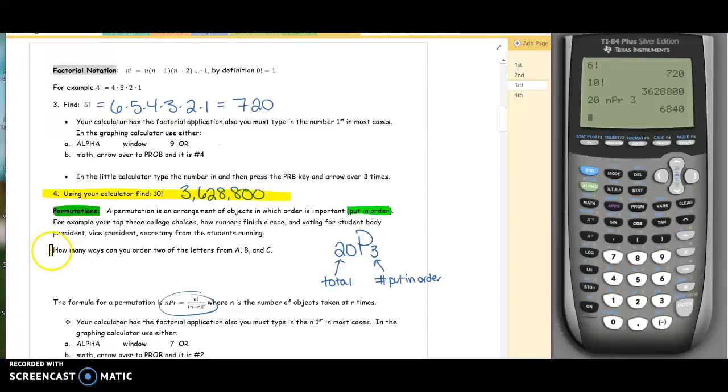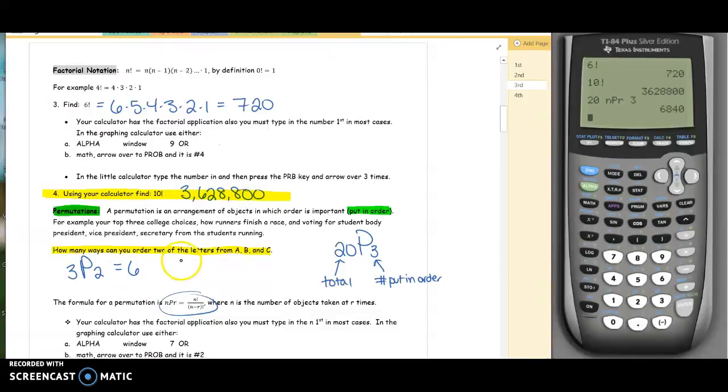Now the question it's asking you in your notes, how many ways can you order two of the letters from A, B, and C? So we have A, B, and C. We want to arrange them 2 at a time. We have 3 total things. We are going to arrange 2 of them. 3 things, put 2 of them in order. So try in your calculator 3P2. We're selecting 2 letters from A, B, and C. So we have 3 things total. We are putting 2 of them in order. And you should have gotten 6.